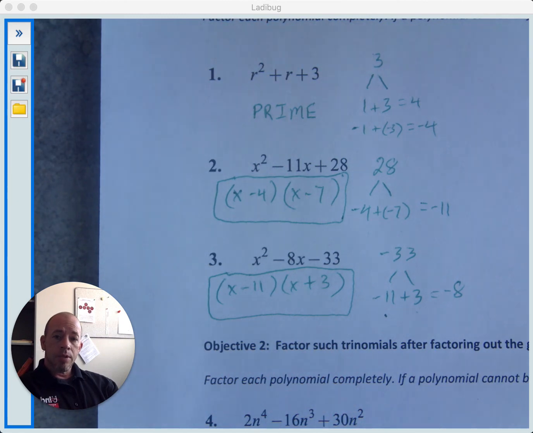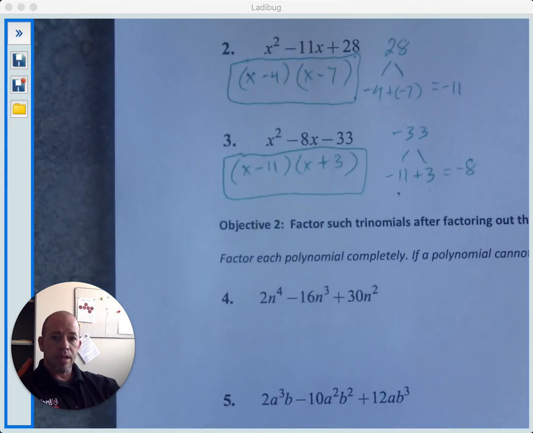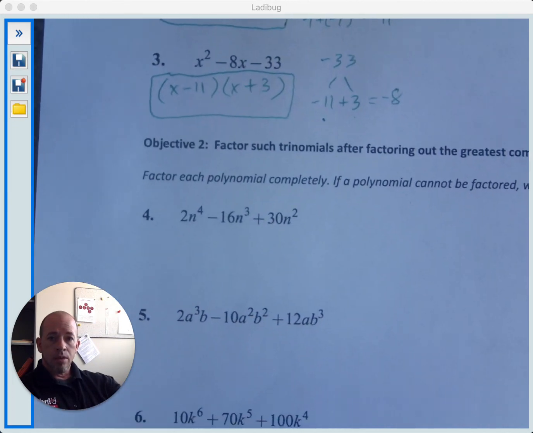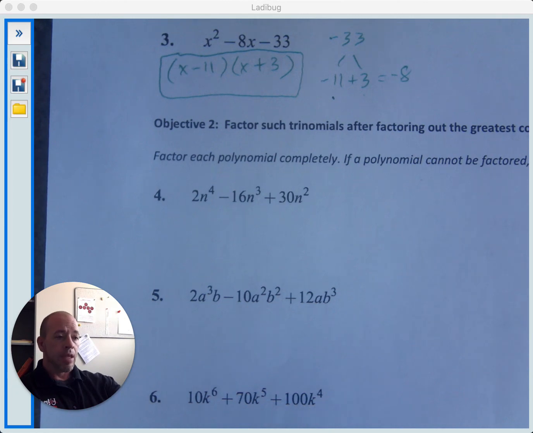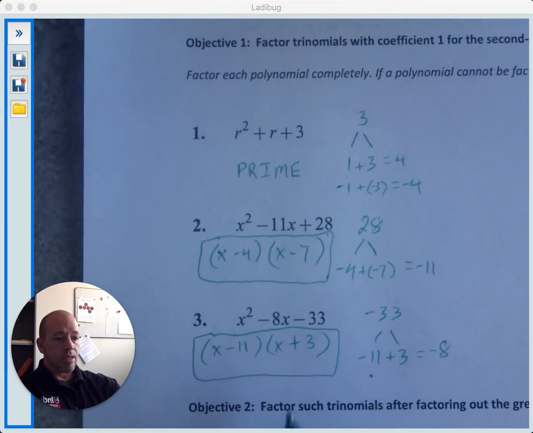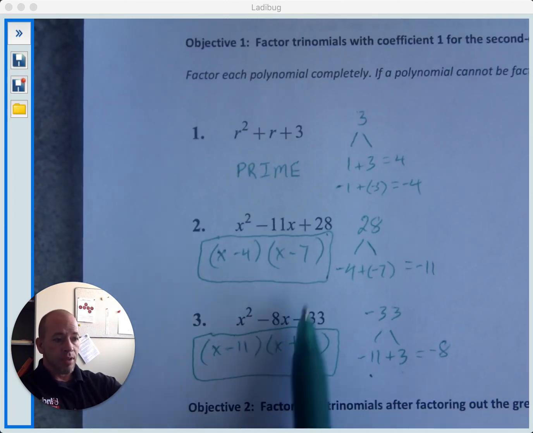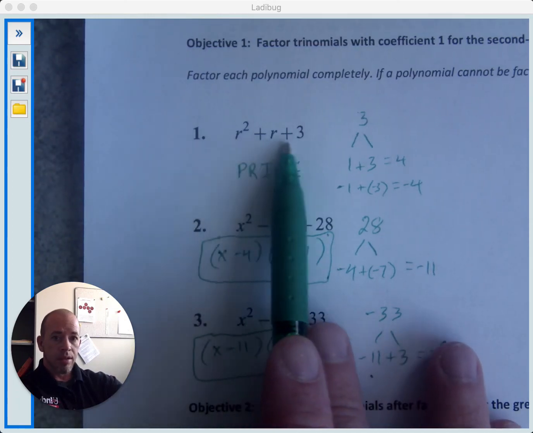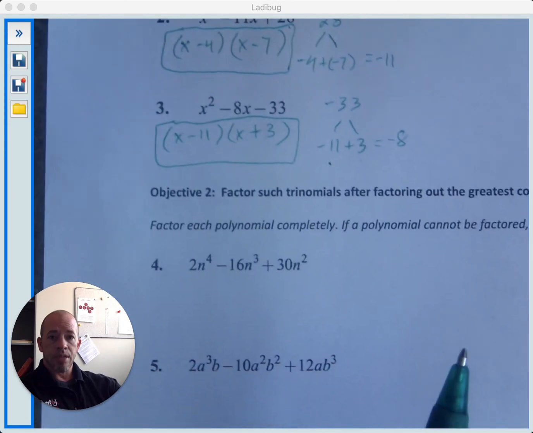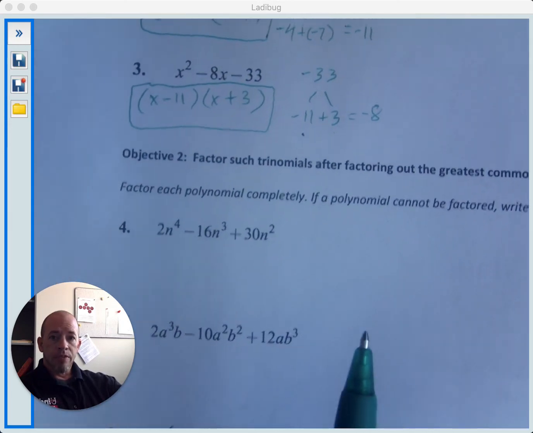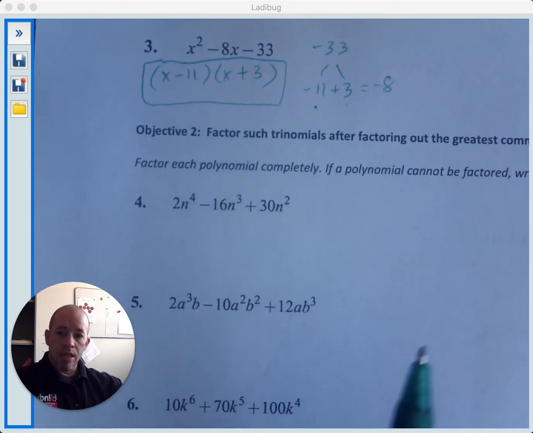Now the ones at the bottom are a little bit more tricky, but not too bad. These are examples where a lot of times you can factor out a greatest common factor first and then factor the trinomial. The examples we had up here, there's nothing you can factor out of the three terms, right? No common factors in the three terms. But if we look down here, for example, example 4, we can factor out a GCF first and then work on the trinomial.